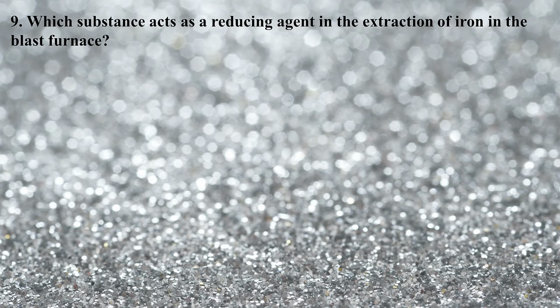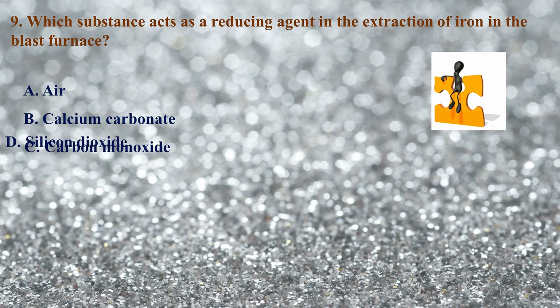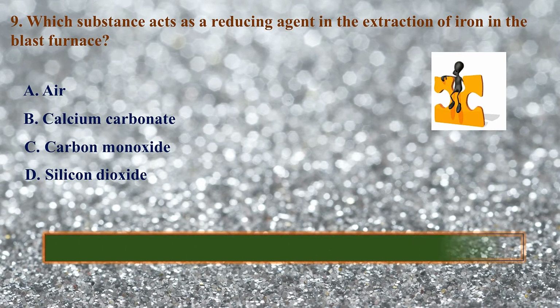Next question is, which substance acts as a reducing agent in the extraction of iron in the blast furnace? And options are A, air, B, calcium carbonate, C, carbon monoxide, and D, silicon dioxide. Your time starts now. And the correct answer is C, carbon monoxide. Carbon monoxide is formed from coke in the blast furnace, and it is the reducing agent which removes oxygen from iron ore.